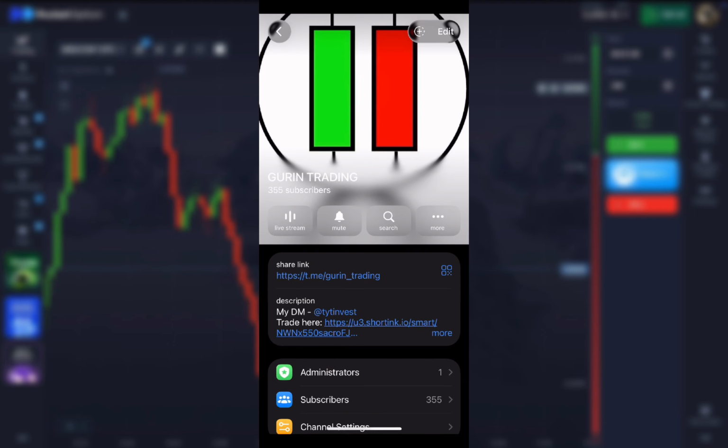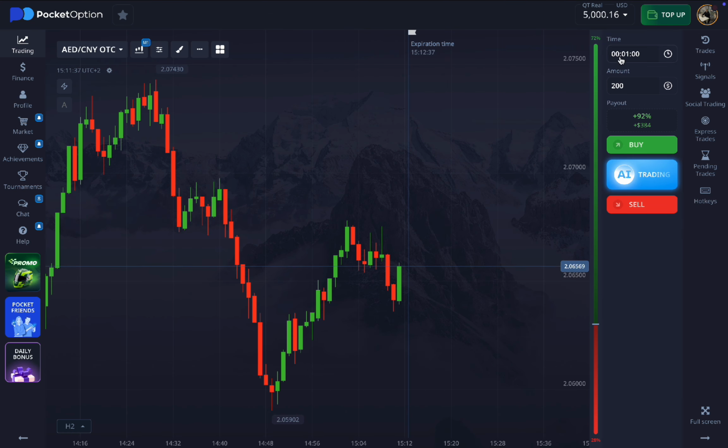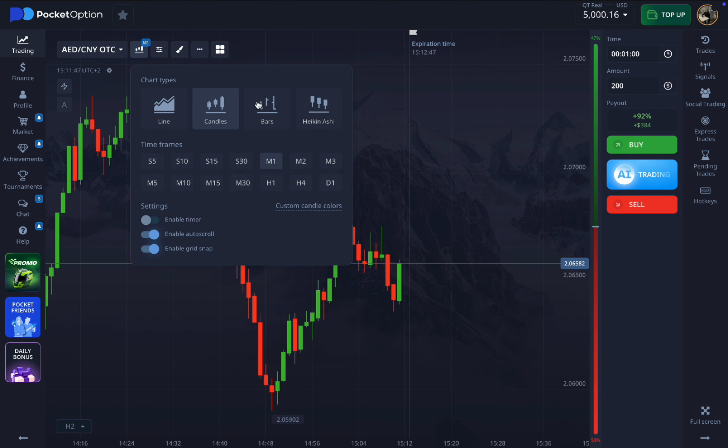Here's my contact. So, today the duration of each trade will be 1 minute. I have $5,000 in my account balance. The amount for each trade today will be $200. Now let's set up our RSI indicator. By the way, I should mention we're trading on the 1 minute time frame.